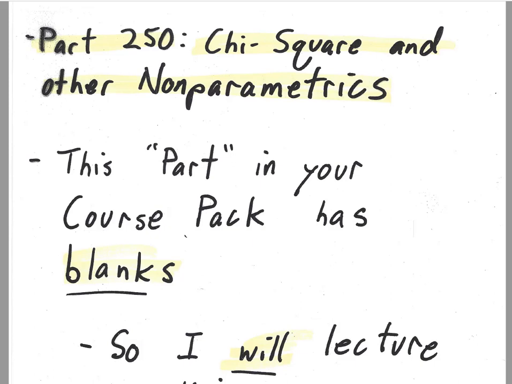We're in Unit 4 and this is Part 250, chi-square and other non-parametric statistics. I'm probably going to break this lecture into two parts. In Part 1 I will talk about chi-square, the fundamental concepts in chi-square test of independence in particular, and then in Part 2 I will talk about the exercise I'm going to have you do related to chi-square test of independence. There's actually a lot of teaching that goes on in that exercise, so I want to devote all of Part 2 to just the exercise.